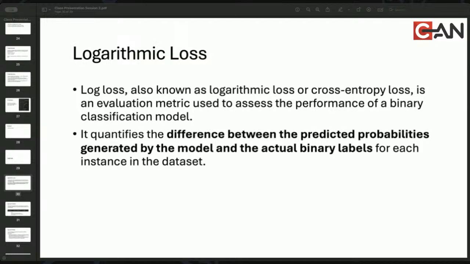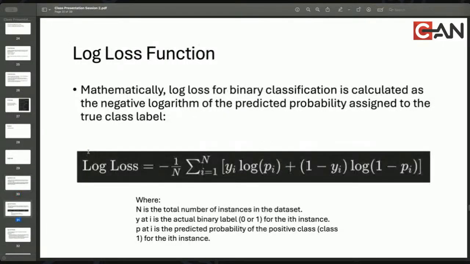This one does. Okay, here is the mathematical formula for log loss. It is the negative. We have to take a negative value because in the equation there are negative values that get calculated, so we have to negate that. And then it's 1 over n.